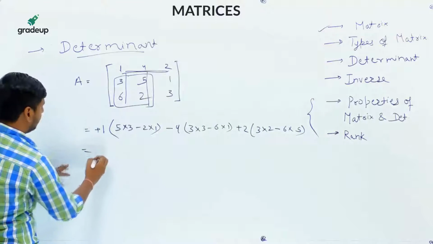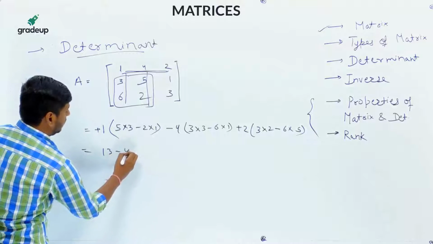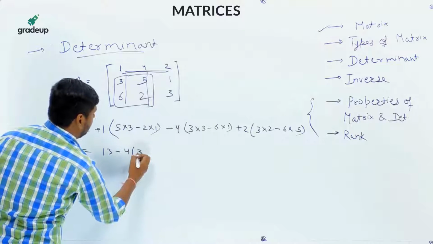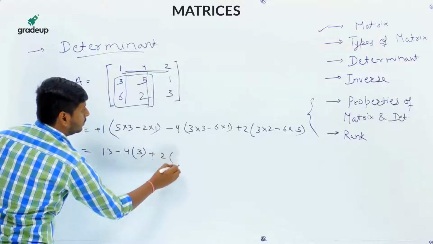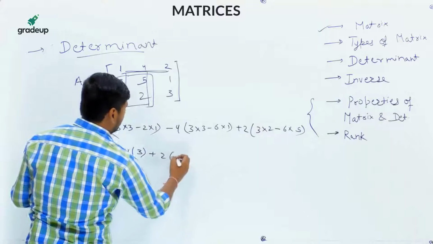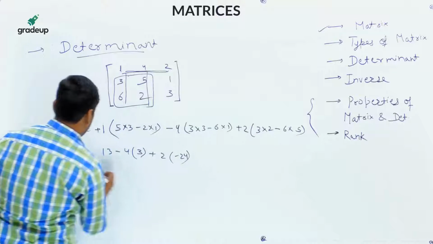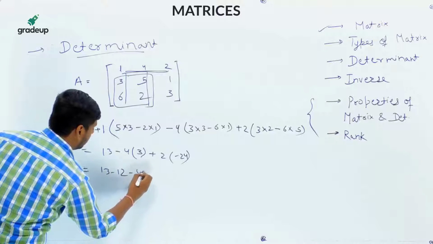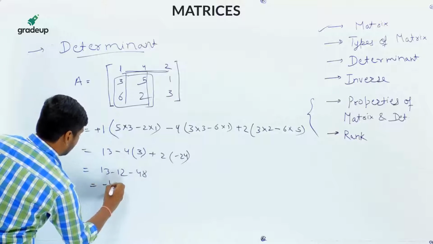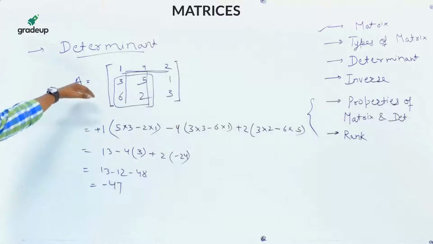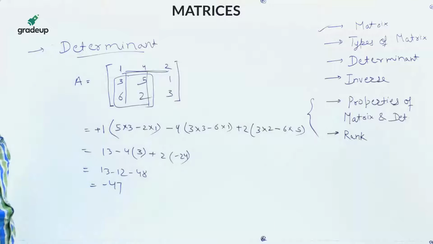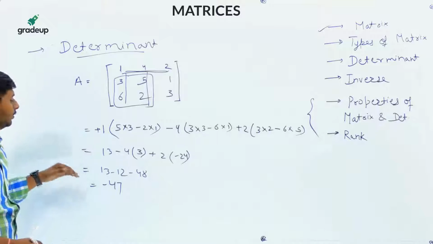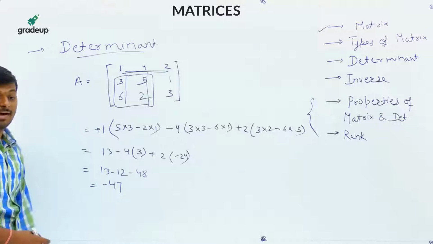Now let's calculate the determinant. 15 minus 2, 13, minus 4 into 9 minus 6, plus 2 into 6 minus 30, that is minus 24. So this is 13 minus 12 minus 48, that is equal to minus 47. So the determinant of this matrix is minus 47. A determinant can be any value, it can be positive or it can be negative also.